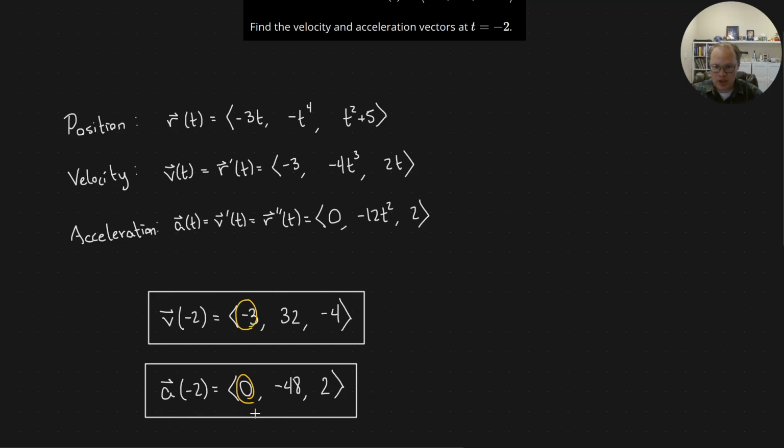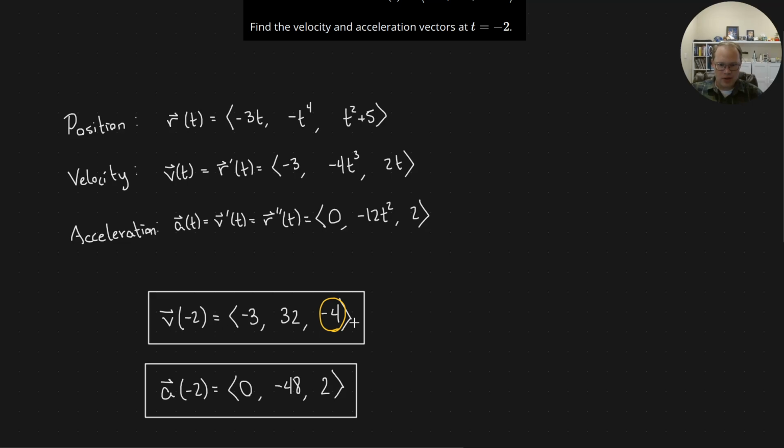Now, in the x direction, it actually doesn't change at all. The acceleration is 0, so there's no change in our velocity. But in the y direction, the acceleration is negative 48. Right now, the velocity is 32, but that negative 48 means this would be decreasing very quickly. It's going more negative. It's losing negative 48 units of speed per second in the y direction, or per unit of time.